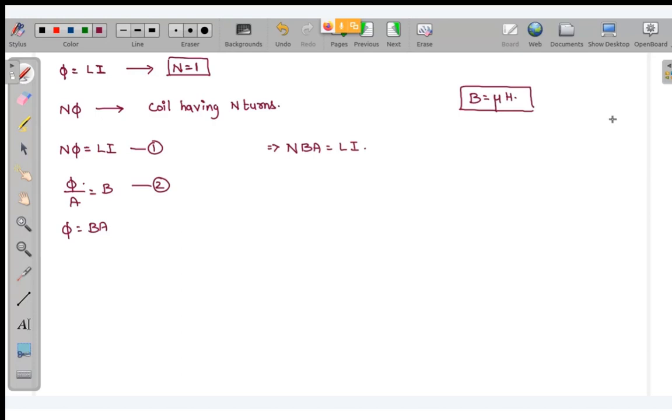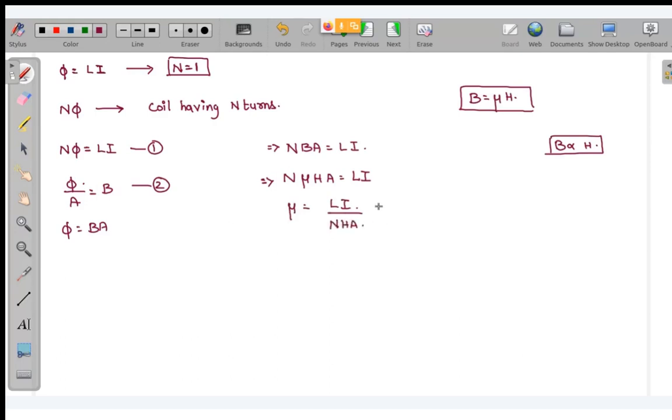So the magnetic field is directly proportional to the magnetic field strength. Now if I remove this proportionality sign, I get this mu, which is the magnetic permeability of the medium or space. So using this equation, I can replace it as mu H A equal to Li. Now if I want to calculate mu, that will be Li divided by N H A.